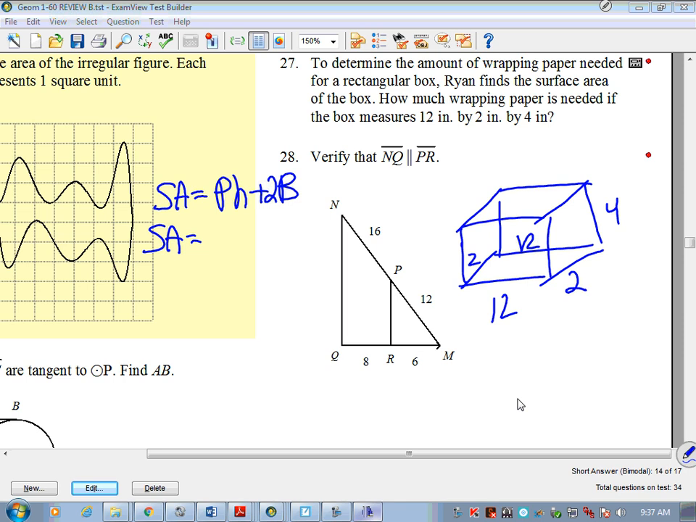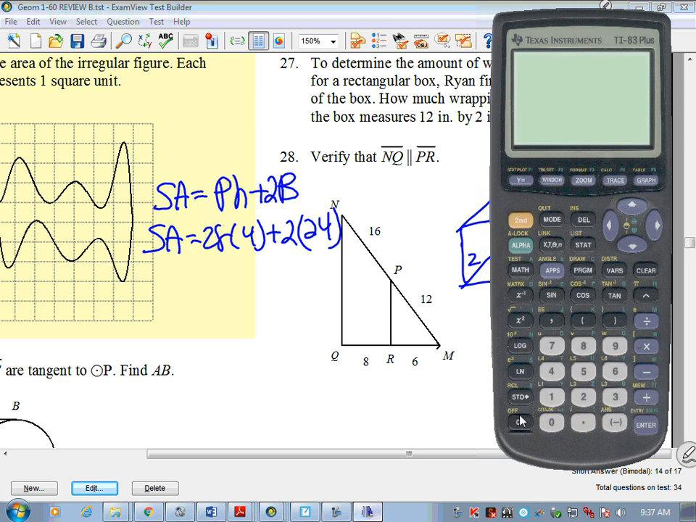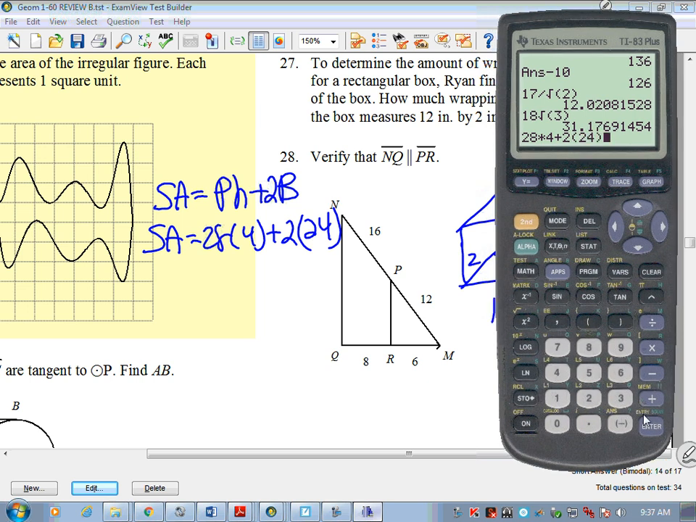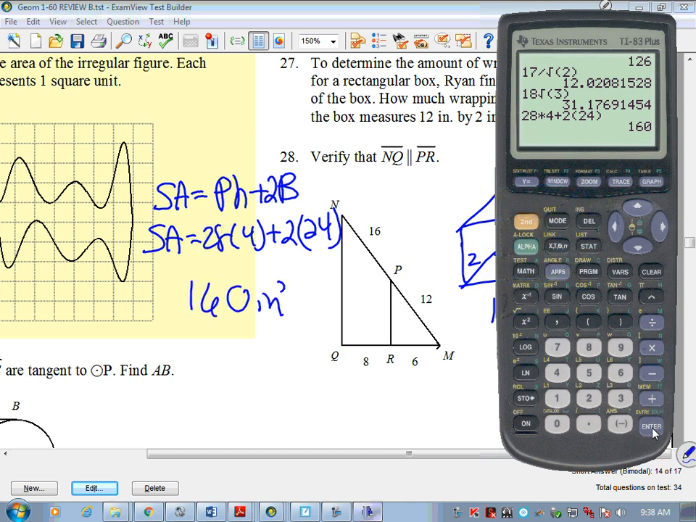So you've got 24 plus 4, which is 28 times 4 plus 2 times the area of your base. Your base is a rectangle, so 12 times 2 is 24. So that's your math there. So let's go ahead and calculate that. 28 times 4 plus 2 times 24. And I get 160 inches squared. 160 inches squared of wrapping paper. There's a number of different ways to do that, but I'd like you to know your formula.